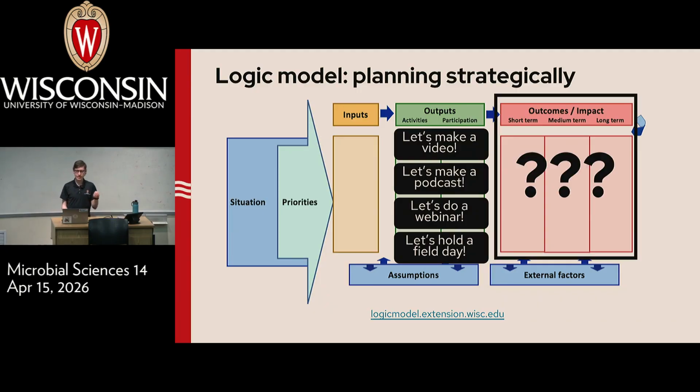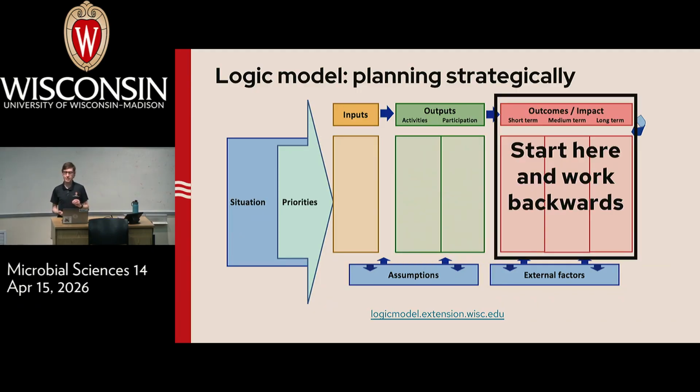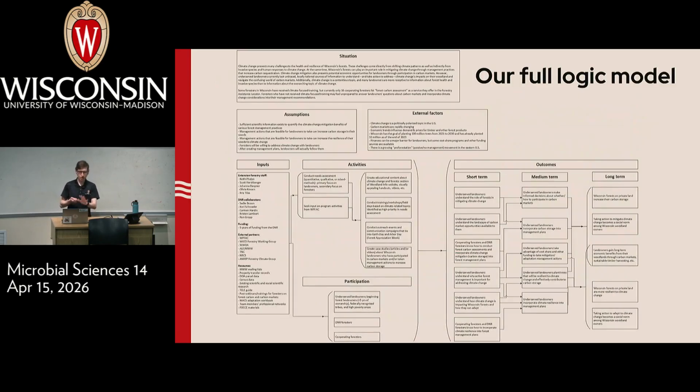That's an output. So instead, you have to start with the outcomes and impact. Start there and work backwards and determine which outputs you're going to create based on what you're trying to achieve. So I'm not going to show you all the details. I just want you to get a sense for what can go into this.